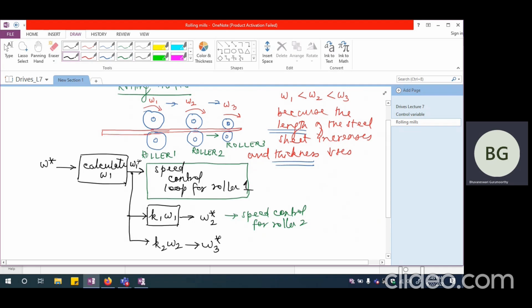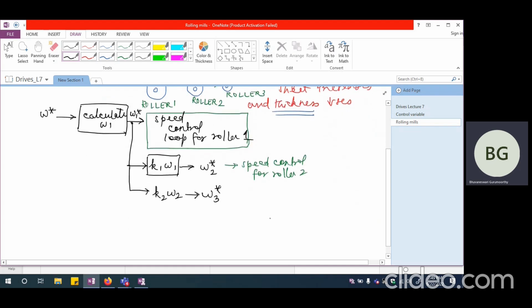So in the case of rolling mills, in the case of printing presses and so on, we might have coordinated control for multiple motor drives which are working together. And similarly, even in a textile mill, I may have fibers with different colors.